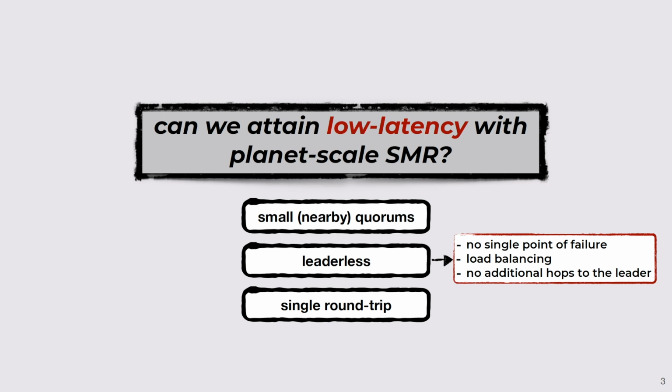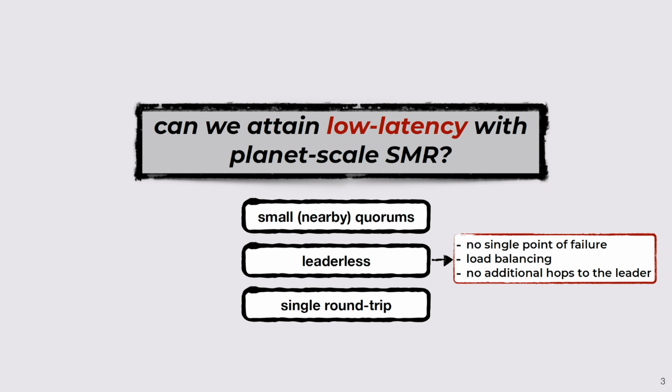Leaderless protocols don't suffer from this problem, as there's no single point of failure. And since any replica can process commands issued by clients, we also get load balancing. Finally, there are no additional hops to reach the leader, which means that we don't have clients that experience high latency just because they are far away from the leader.